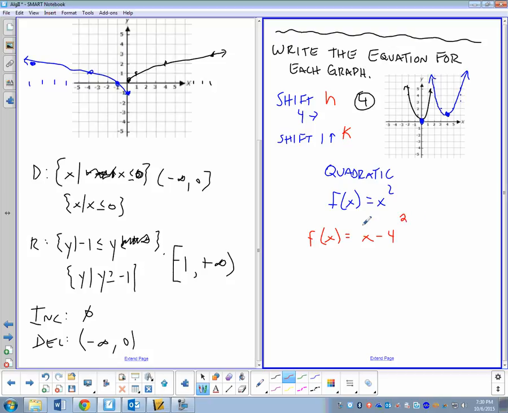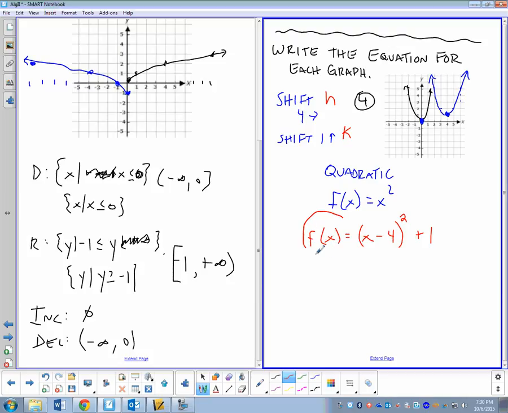I can't just write this. I need parentheses around it so that that h is part of what's happening to my x. Then the k goes after. And k, again, is always what you think it is. So if it's 1 up, that means it's going to be plus 1.